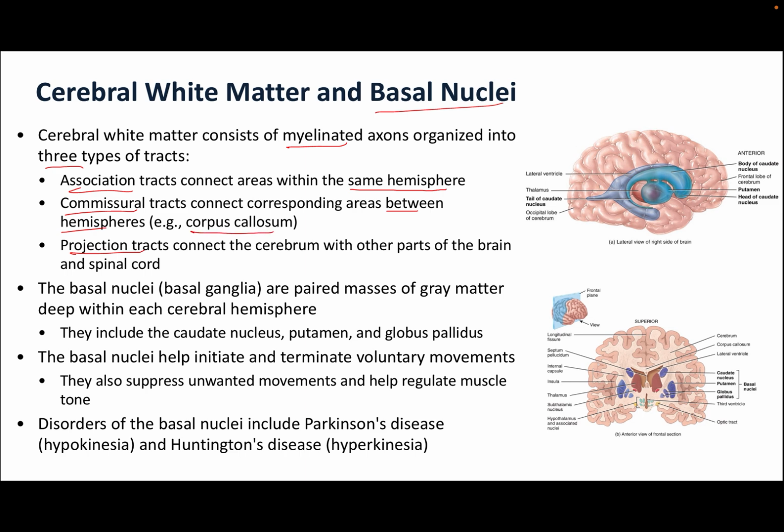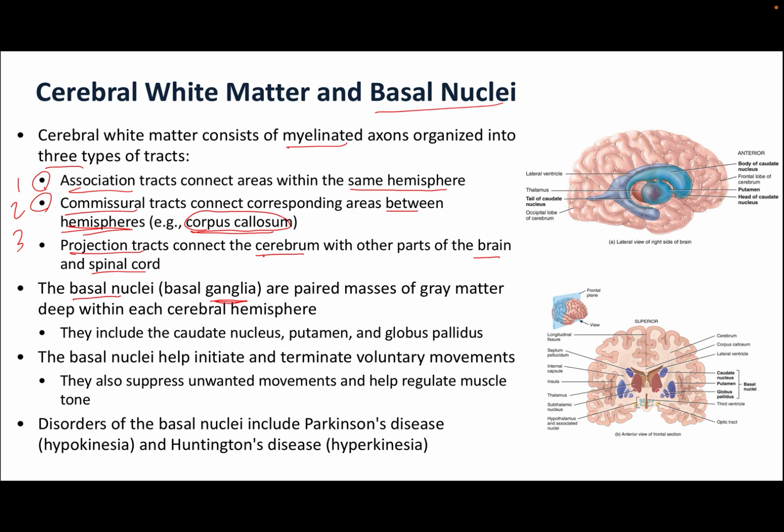A great example of this is going to be the corpus callosum. Again, those white matter tracts that are connecting corresponding regions between our 2 hemispheres of the brain. And then our projection tracts are going to be responsible for connecting the cerebrum to other parts of the brain and spinal cord. All right, so those are our three types of tracts.